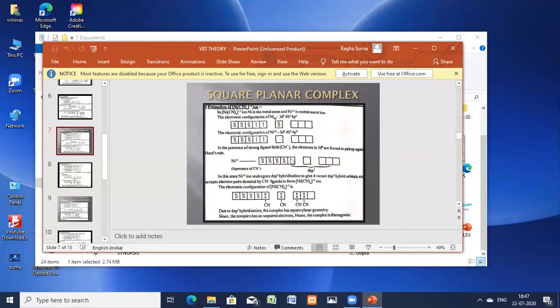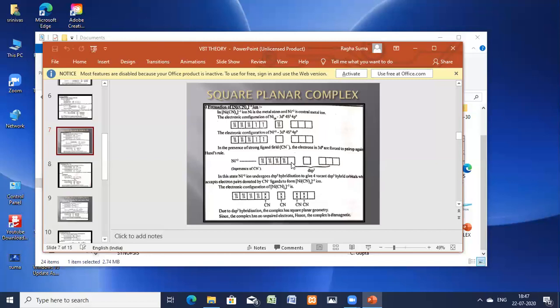So here, how many orbitals are left over? One is the 3d orbital, one is the s orbital, and 3 p orbitals are left over, but only 2 will be involved in the hybridization. So one vacant d orbital, s, and 2 p: a total of 4 atomic orbitals of nickel undergo hybridization. After hybridization, you will get 4 dsp2 hybrid orbitals.